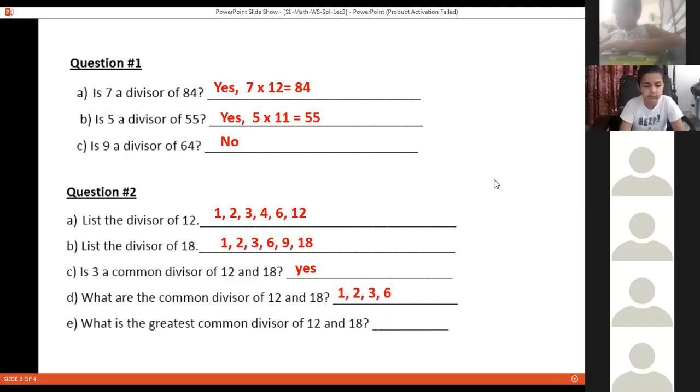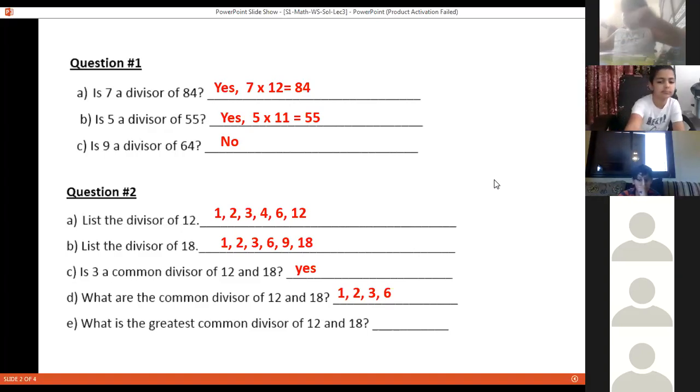After that, Yusuf. Hi, Yusuf. How are you, dear? Fine. Okay, Yusuf, can you tell me what's the greatest common divisor of 12 and 18? 6. Very good, Yusuf. So after choosing the common divisors, after circling them and writing them, we choose the greatest common divisor, which is 6. Any question till now? No.